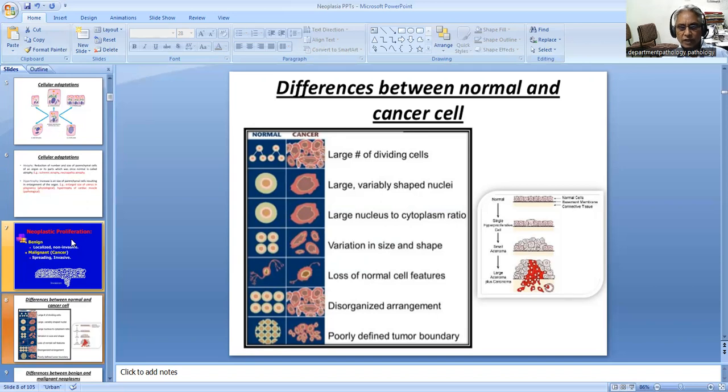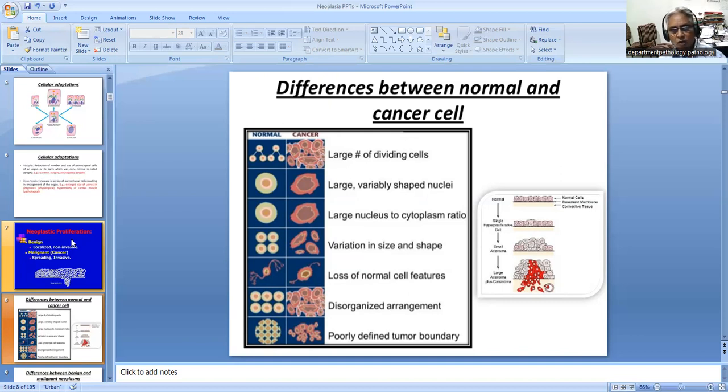So now we can summarize the difference between a normal cell and a cancer cell. What happens in normal cells? There is a division, but in cancer cells there is a large number of dividing cells, an abnormal increase in the number of cells. Number two, in cancer cells, the cell size becomes large and there is a variation in the shape of the nuclei. And the most important thing is that there is a large nucleus, a change in the nuclear cytoplasmic ratio.